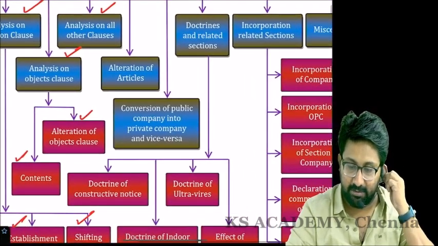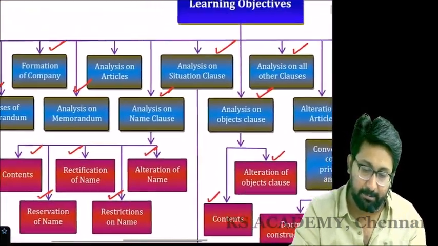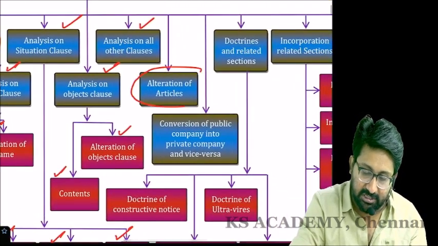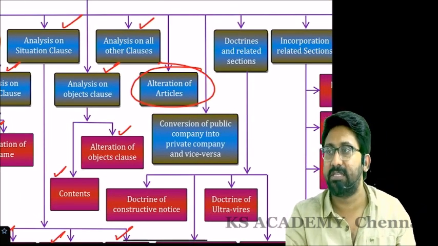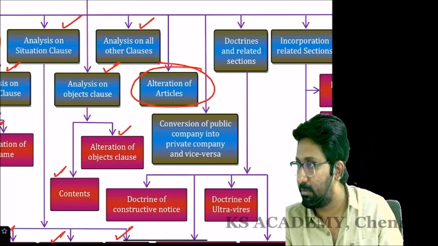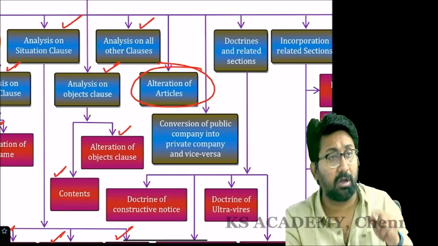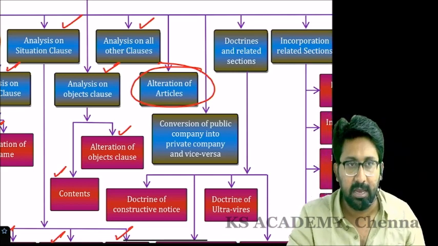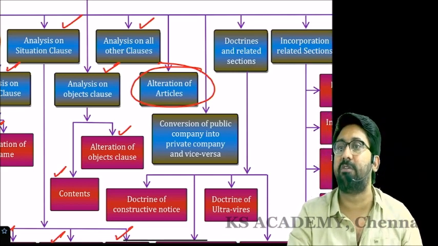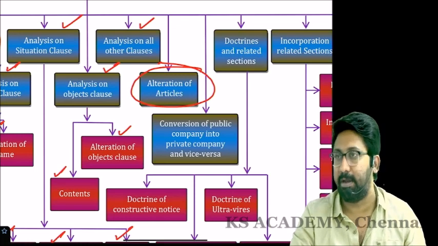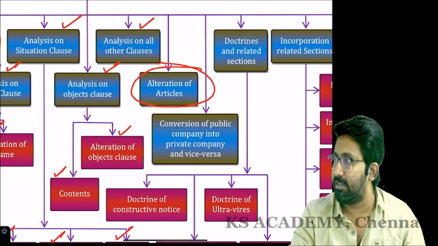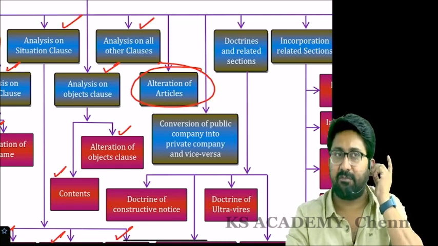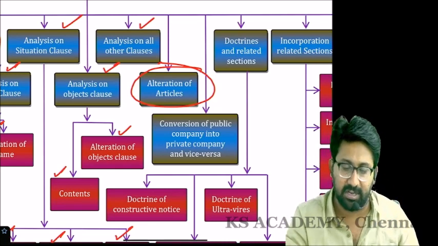Okay. Next, what is the next area that we have to tap? Analysis on articles, alteration of articles. This will take around 1 hour. It is easy, but 1 hour will be taken because one important section, section 18, is interlinked to this. Section 18 talks about conversion of companies from public to private, private to public, and along with that we have to read it. So that will take around 1 hour to 1 hour 15 minutes. Good time will be taken to understand.